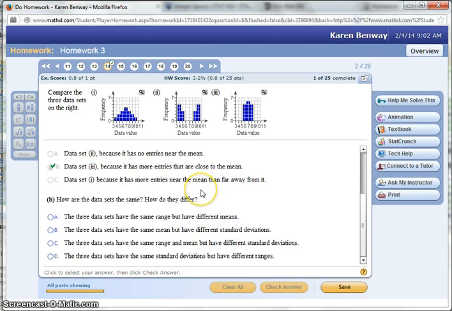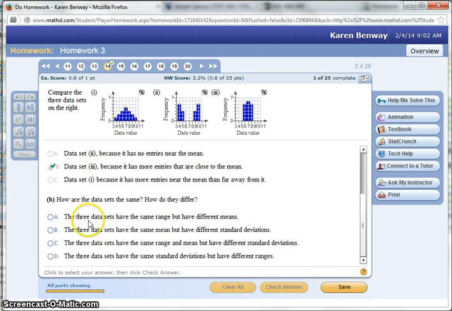Okay, and then our last part asks how the data sets are the same and how they differ. Now the answers here focus on 3 things. They focus on the mean, which we noted is the same for all 3 data sets. It's at 7. It focuses on the standard deviation, which we noted already changes from data set to data set. And it focuses on the range, which we can see is smaller for this data set than it is for the other 2.